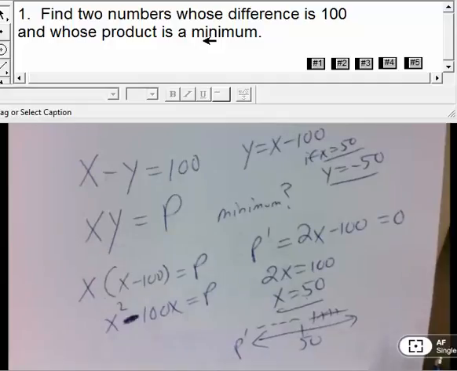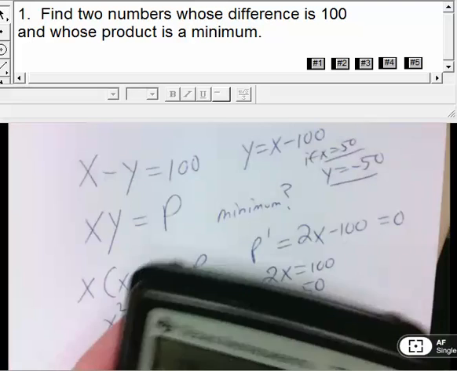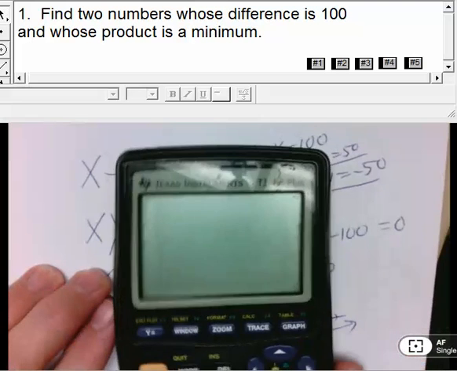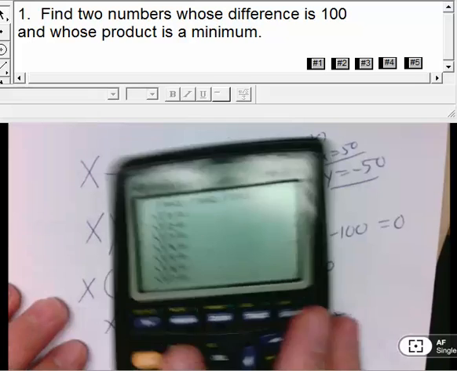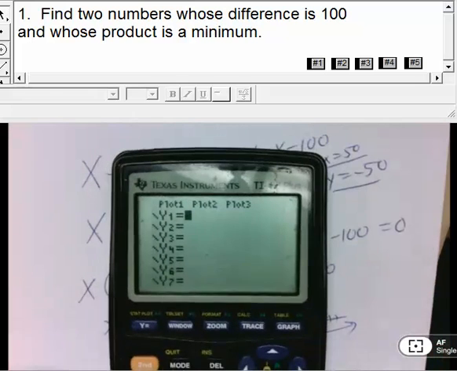That's basically it. That's how you do it. If you want, you certainly could go ahead and graph it. So let's take a look here. What's my function? My function is x times x minus 100.